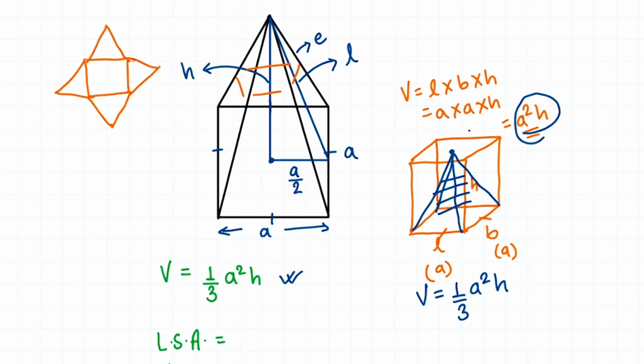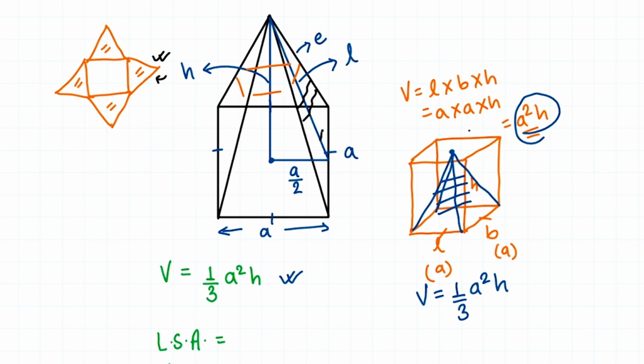And when we fold these triangles upwards, then we'll get a pyramid, right? So we need to find the area of these 4 triangles, which will give us the lateral surface area, okay? So first, let's just look at this one triangle over here, okay? So this triangle would be this part, right?